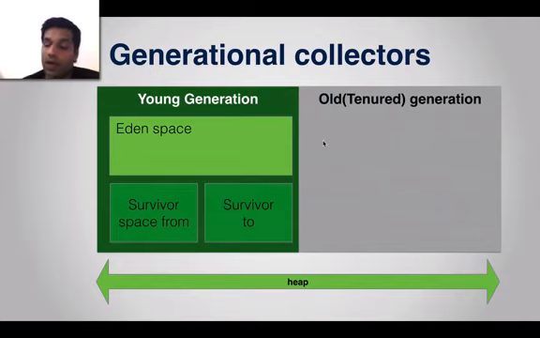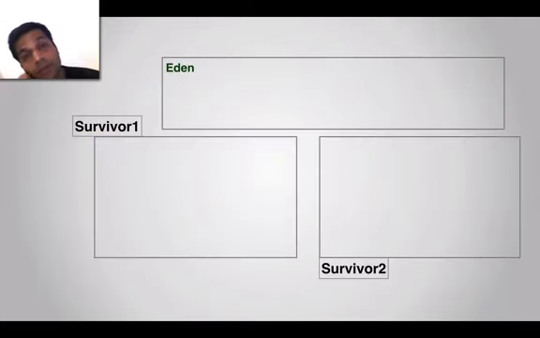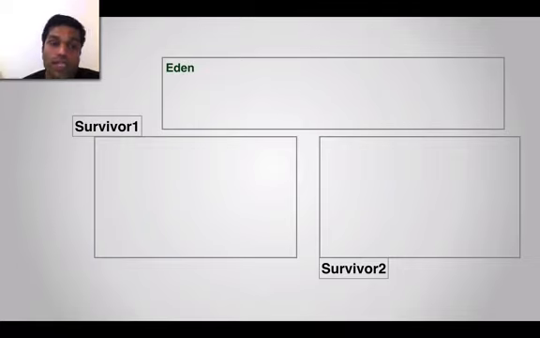Let's move on and see a little animation regarding garbage collection. In this animation, I'm going to show how Eden space minor garbage collections happen. You should also be aware that this slide is only showing the young generation, not the old generation. Here I have the Eden space where objects get created, and here I have the survivor from space and the survivor to space.